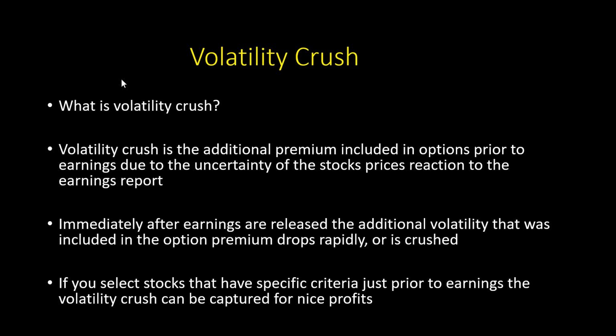So again, what's volatility crush? We just talked about that. The volatility crush is the additional premium that's included in the option price prior to earnings due to the uncertainty of the stock price reaction to the earnings report. Market makers are protecting themselves. They don't know which way the stock's going to go and how much it's going to go. So they jack up the premiums on it. That's why you can't make any money buying puts and calls on these things, even out of the money puts and calls, or strangles or straddles or any of those things, because the premium is too high on them.